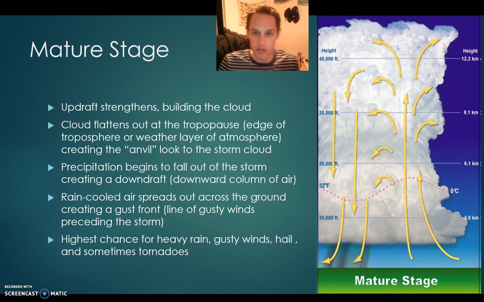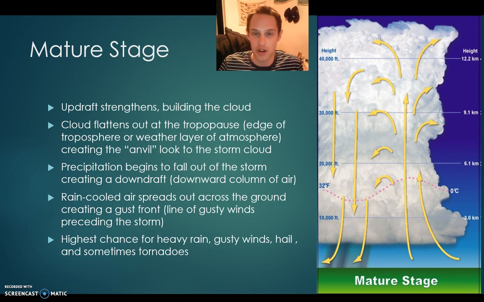And when the downdraft moves down because of this rain-cooled air, it creates what's called a gust front, which is pretty much a line of gusty winds that precedes a thunderstorm. So if you're standing outside and you see the sky is getting dark and you get hit by a gust of wind, that's probably the gust front, and you should probably go inside to safety.